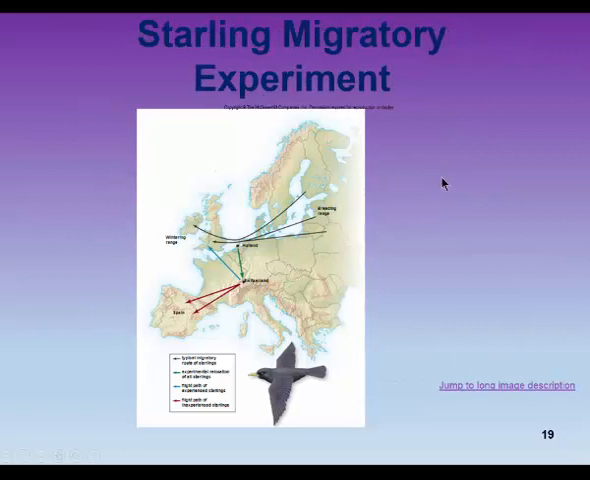Here you can see how far the starlings migrate just over in Europe. It's a pretty big range. I think it's the egrets that go to Africa. They go a long way in order to do their migration.